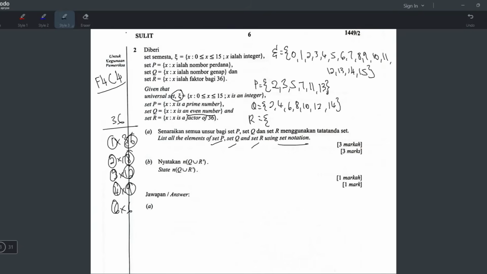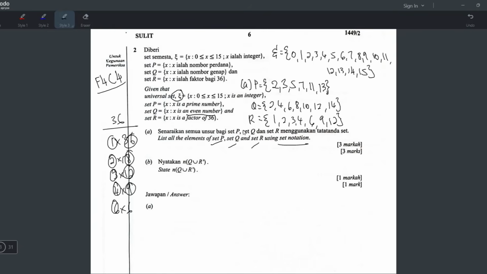Ada banyak factor. But only those yang ada dekat universal je boleh tulis. So 1, 2, 3, 4, 6, 9 and 12. And that's it. 18 and 36, walaupun dia factors of 36 tapi tak boleh tulis sebab tak ada dekat universal. And after you're done with this, now soalan A kata list all the elements of P, Q, R. So this is the answer.